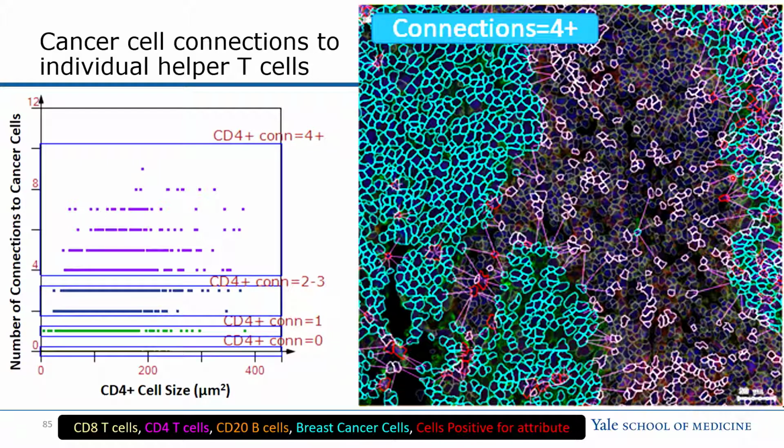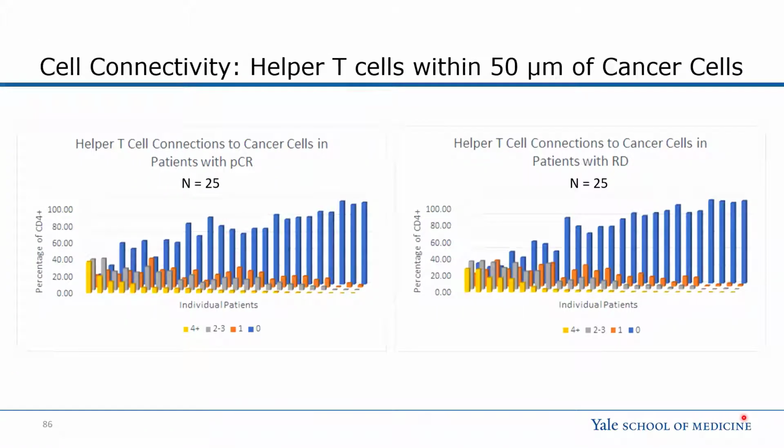And as we take all of our sample information and put it together, we see again the same phenotype, where the majority of our samples are not within 50 microns of a cancer cell. And unlike the B cell and the CD8 cytotoxic T cells, the distribution for the CD4 cells for the PCR and residual disease is roughly the same.